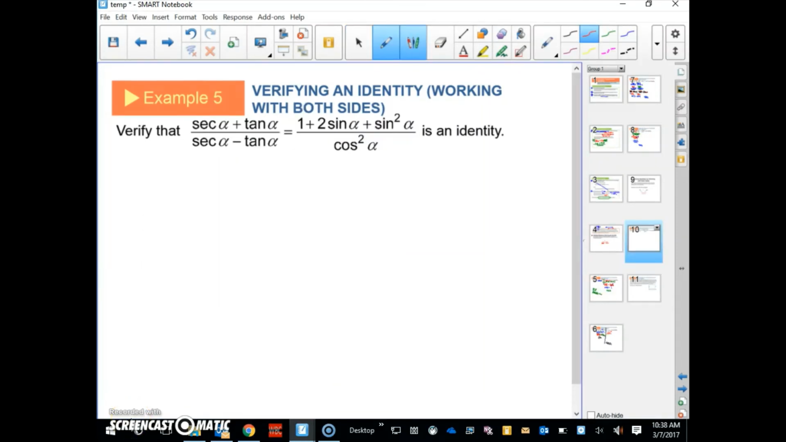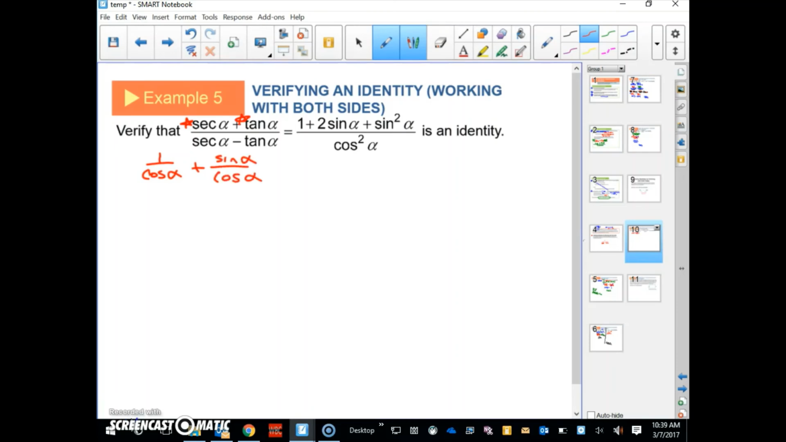Example 5, verify. When you look at this thing, it's kind of hard to tell which one is the more complicated side. I don't know, maybe the left side. But when I look at the left side, I don't really see any identities other than I know I could change everything that sine says. So maybe that's where I start. Okay? Secant alpha would be 1 over cosine alpha plus tangent alpha would be sine alpha over cosine alpha.